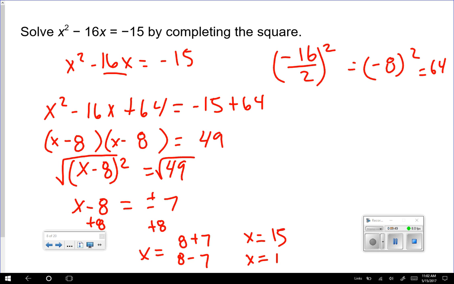But as you can see, what we did here, we completed the square, and then we added whatever that was to both sides, factored, used the radicals, and solved. So there's a lot of steps, but it works the same exact way every time. So let's try some more examples.